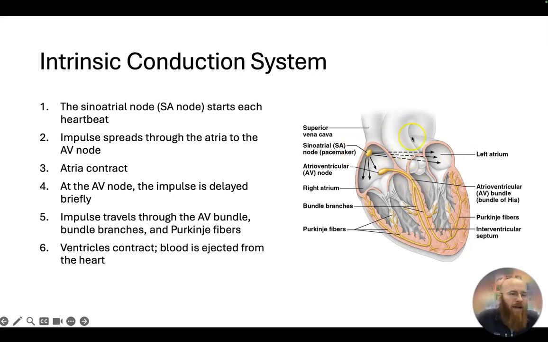At this point, as that wave of depolarization reaches the AV node and beyond, these atria are contracting. At the AV node, we delay the impulse just briefly. That allows for some ventricular filling to occur when those atria contract. The impulse travels through the AV bundle, down your bundle branches, and then throughout your Purkinje fibers. Once this wave reaches the Purkinje fibers, it causes a uniform contraction of your ventricles, and therefore blood is ejected from the heart. That is the stepwise process of this internal conduction system.